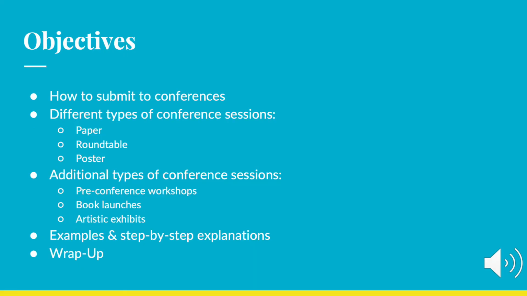Let's get started. Today, my central objectives include explaining: 1. How to submit to conferences; 2. Detailing different types of conference sessions, including paper, roundtable, and poster sessions; 3. Thirdly, I will then transition into additional types of conference sessions, namely pre-conference workshops, book launches, and artistic exhibitions. Lastly, I will review direct examples of conference submissions with detailed step-by-step explanations and conclude by wrapping up our discussion.